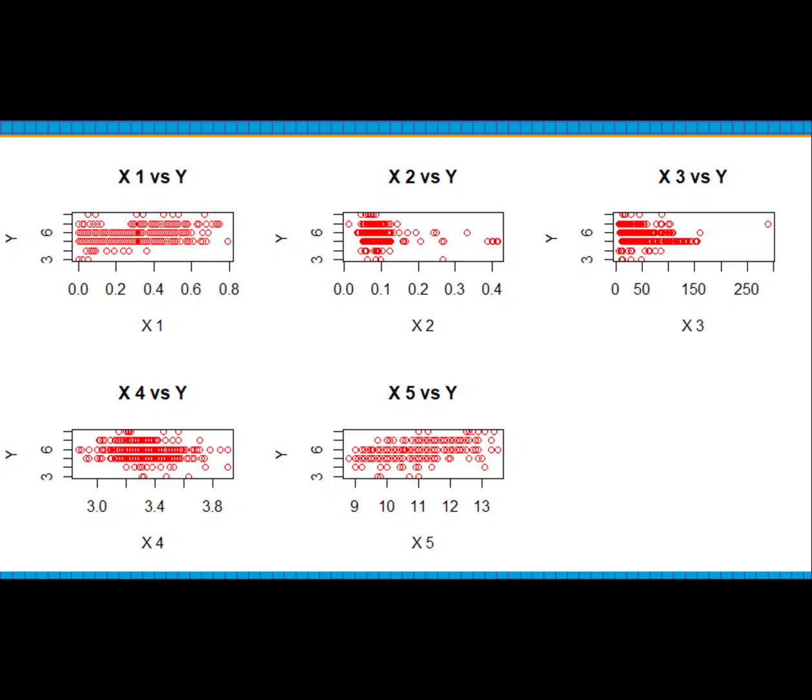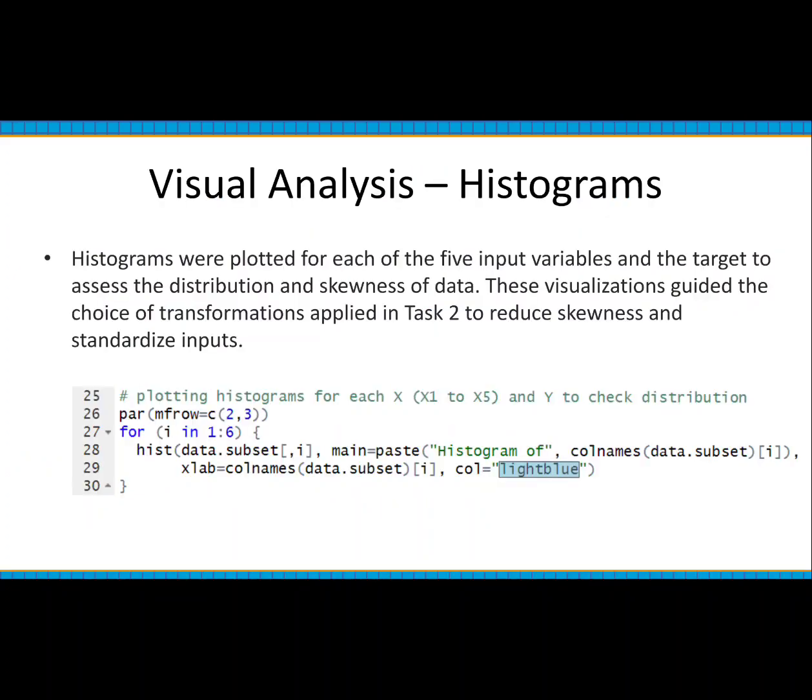Here are our 5 scatter plots, and this is a unique output for each student because we are randomly selecting 460 rows or samples using the student ID, which is a unique ID.